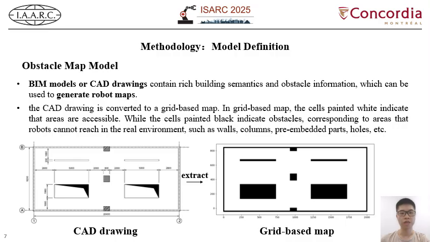Firstly, for the obstacle map model, we extract obstacle information from BIM models or CAD drawings. These digital assets contain rich building semantics and obstacle information. We convert CAD drawings into grid-based maps, where white cells represent accessible areas and black cells indicate obstacles like walls, columns, pre-embedded parts, and holes.